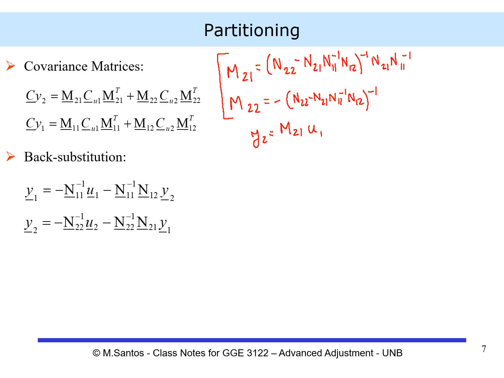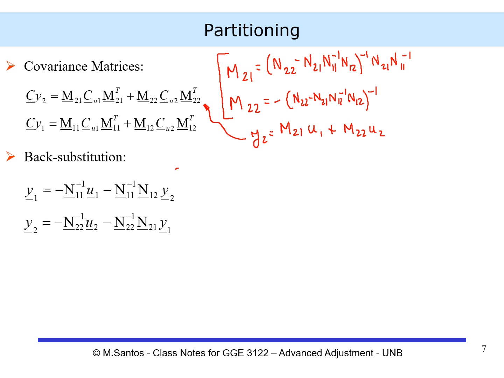So from these, basically the solution Y2 equals M21 Y1 plus M22 U2. If we apply propagation of variances and covariances to this term, we are going to arrive at this expression here.